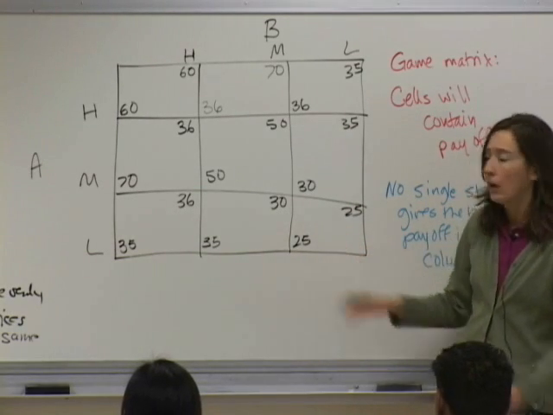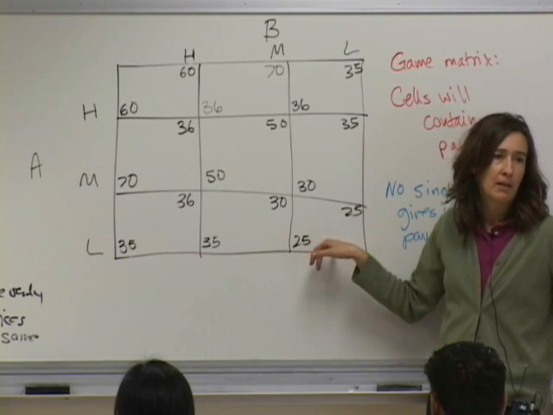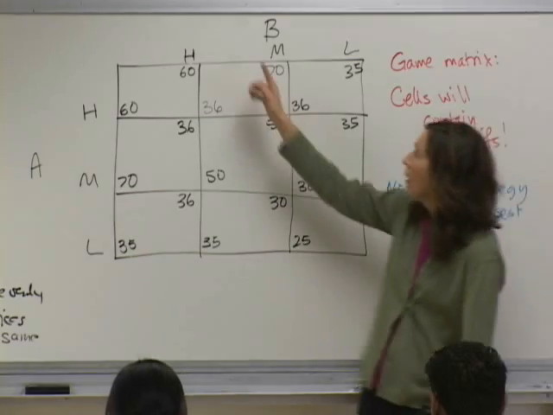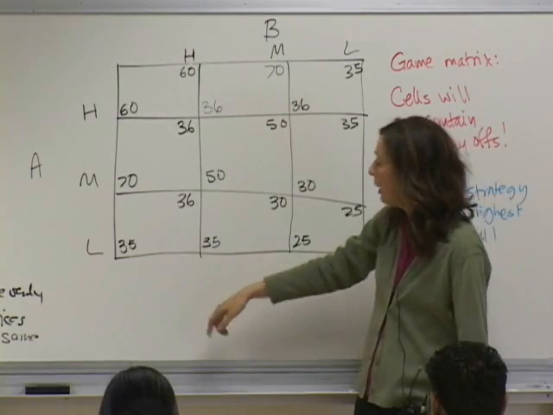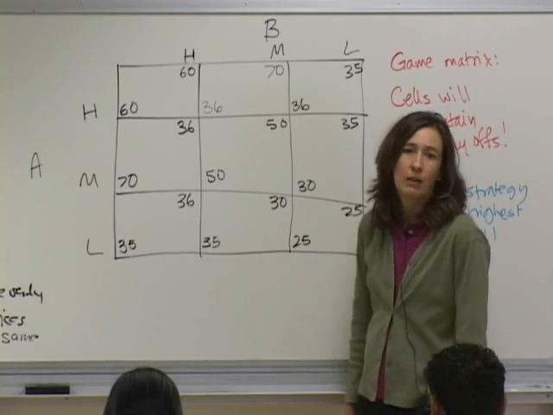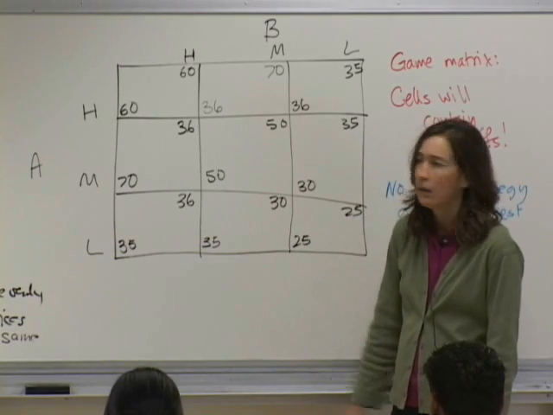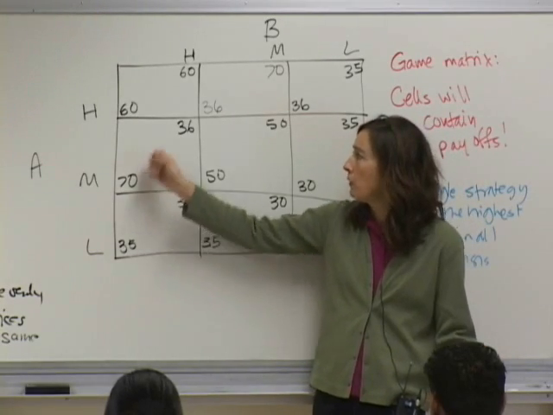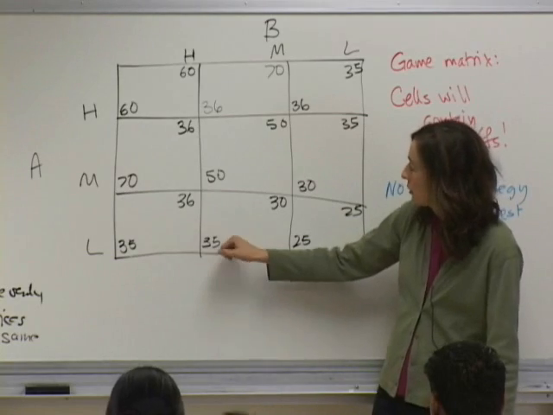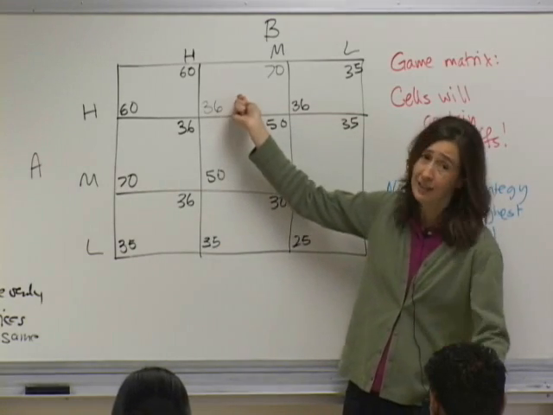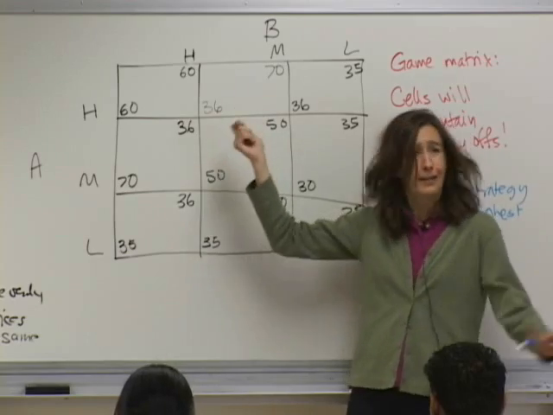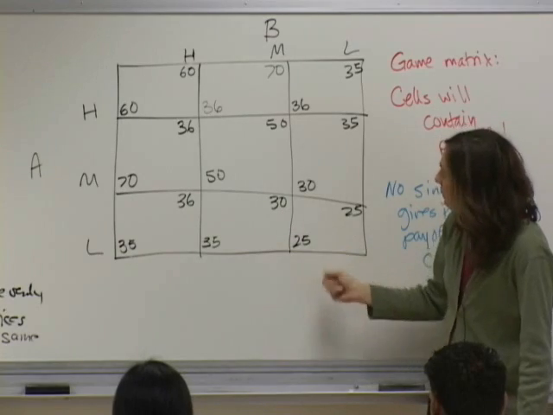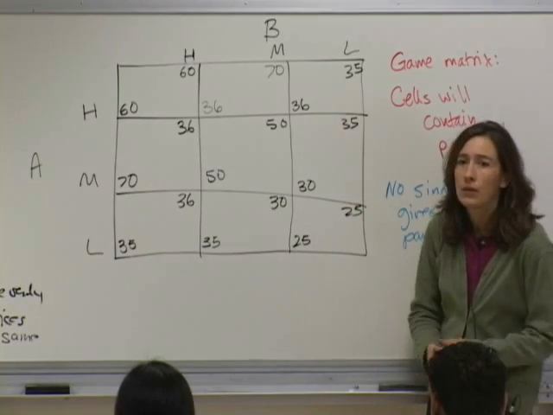What we can say, though, is that low is never the best choice. No matter what the other company does, you don't want to set a low price. Okay? It's never going to be the best thing. If you set a low price here, you're settling for 35 when you could have had 60 or 70. Here, you're settling for 35 where you could have had 50 or 36. I mean, granted, it's just one more, but on the other hand, we're counting in thousands, right? You'd rather have the 36. Here, you're settling for 25 when you could have had 30 or 36.